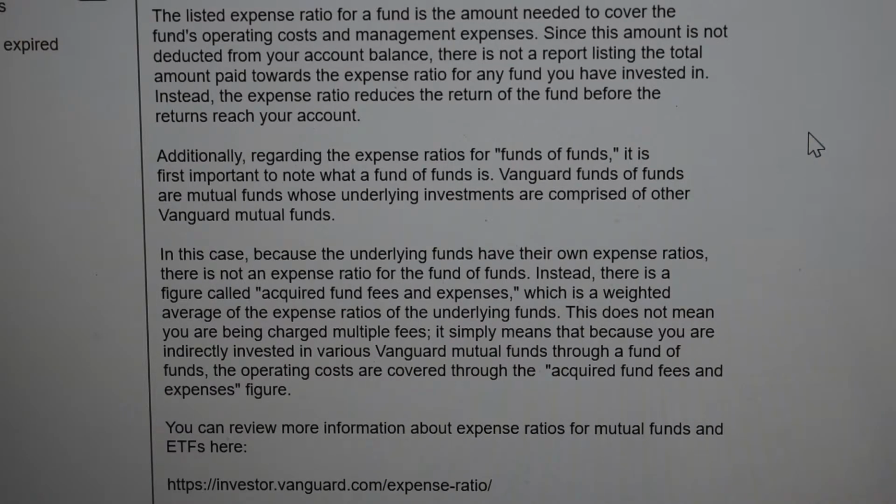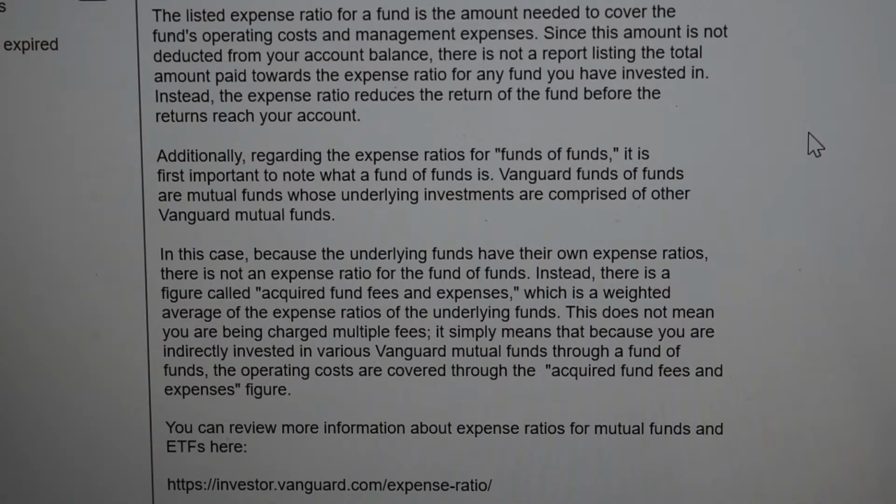This does not mean you are being charged multiple fees. Okay, that's good. It simply means that because you are indirectly invested in various Vanguard mutual funds through a fund of funds, the operating costs are covered through the acquired fund fees and expenses figure, which I assume to be the expense ratio.